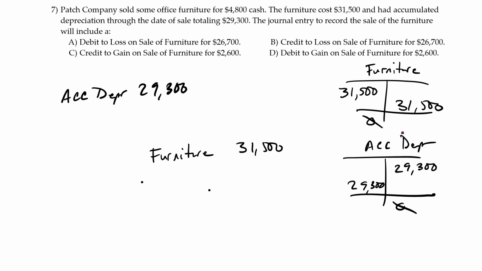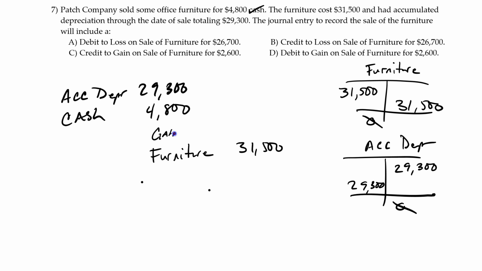The other piece of information I'm given is we sold the furniture for cash. So we received cash. I'm going to debit cash for $4,800. Now, this journal entry is not in balance, and we need to figure out how to make it in balance. The debit side is greater than the credit side, so I know I'm missing a credit.